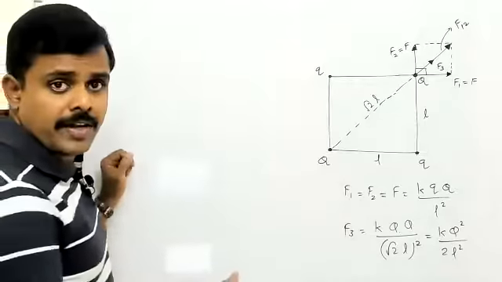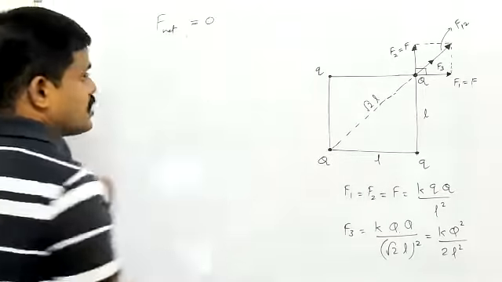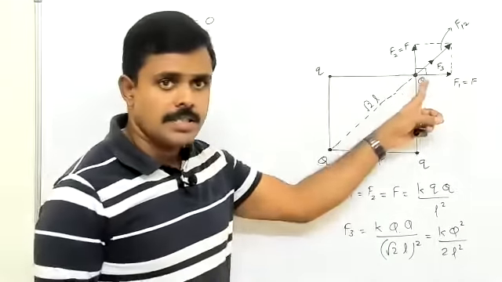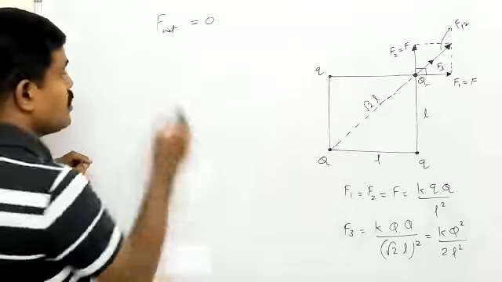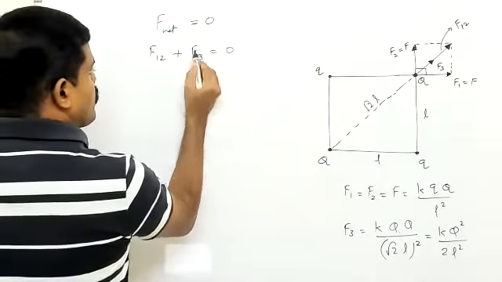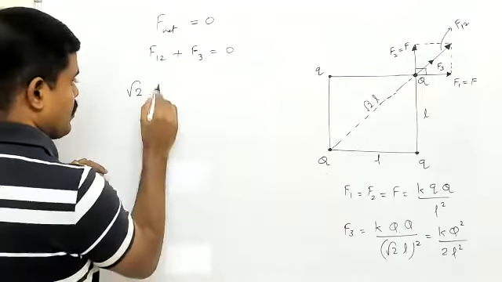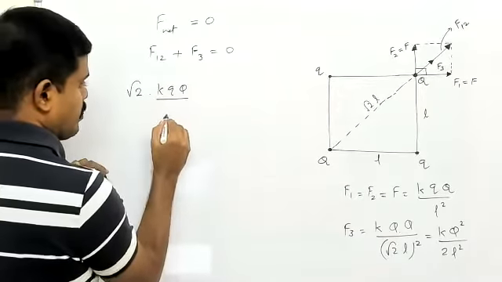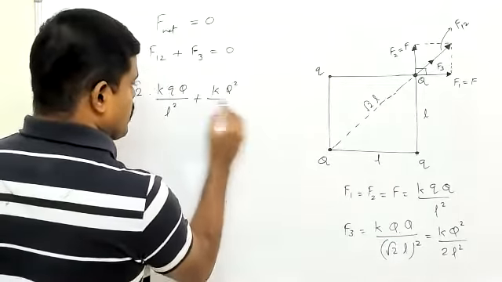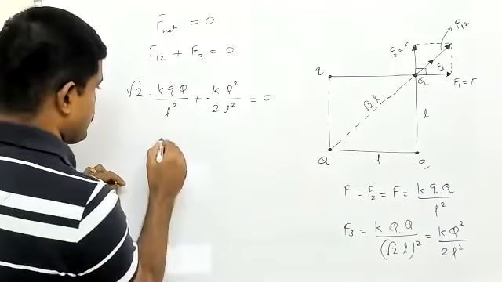All right. So I'm going to find the net force. As per the question, we need F net to be equal to zero. Force net is equal to zero. What are the forces? First force was F12. F12 plus F3 should be equal to zero. What was F12? Hope you remember. Root 2 times F, where F is KQq divided by L square, plus F3, which is KQ square by 2L square, is equal to 0. Take one of the terms to the right hand side.